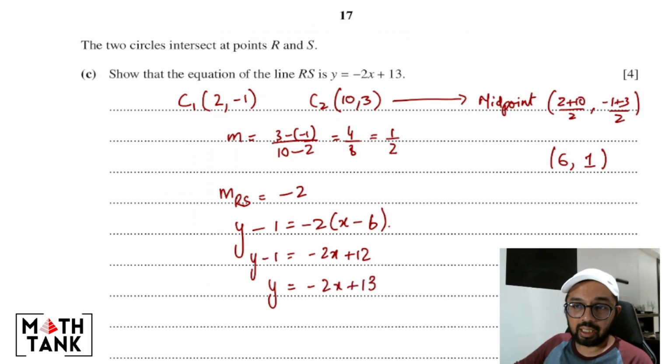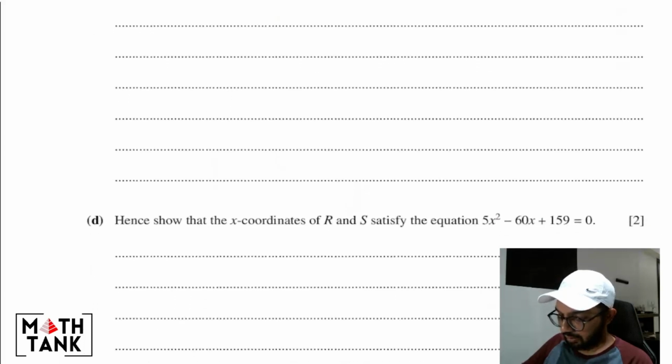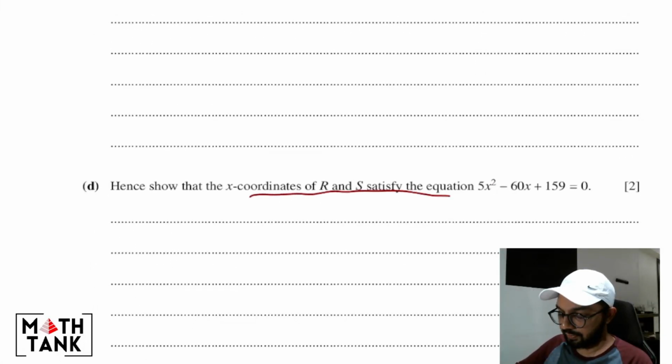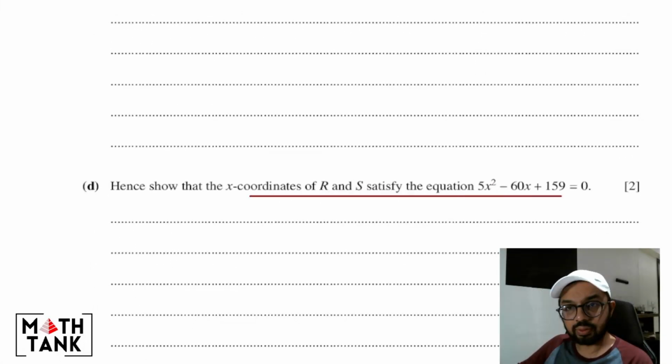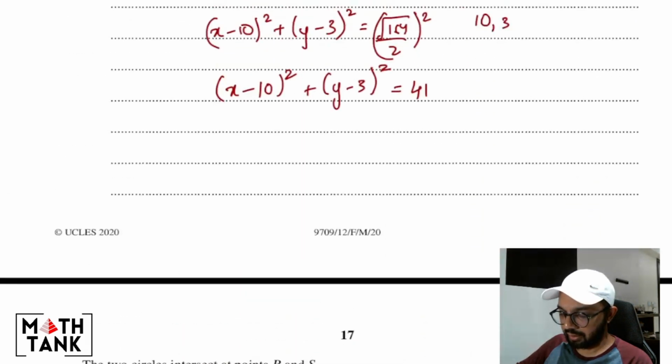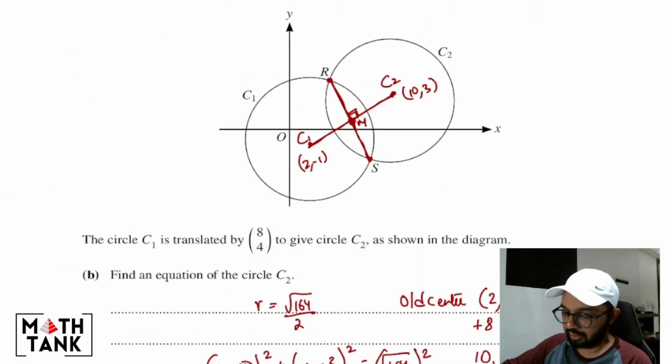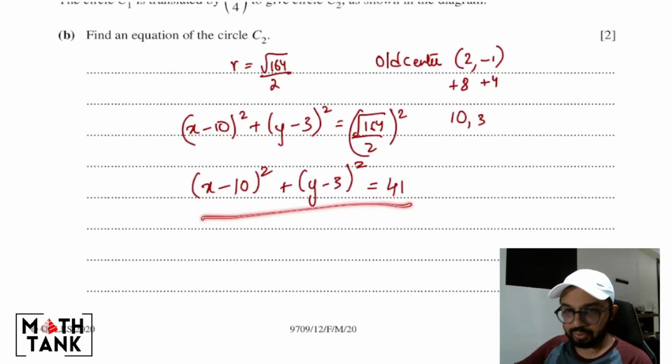So it combines your ideas of properties of circles and coordinate geometry all together in one question, and that is your final answer. Then it says, hence show that the x coordinates of R and S satisfy this equation. So if I want to find the coordinates of R and S, I know that this line RS is intersecting both the circles. So I can pick any circle that I want. Let's say I pick this one.